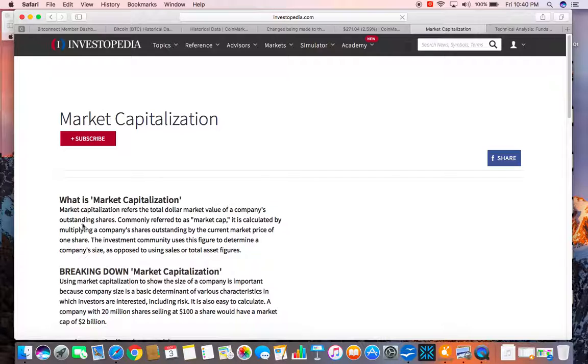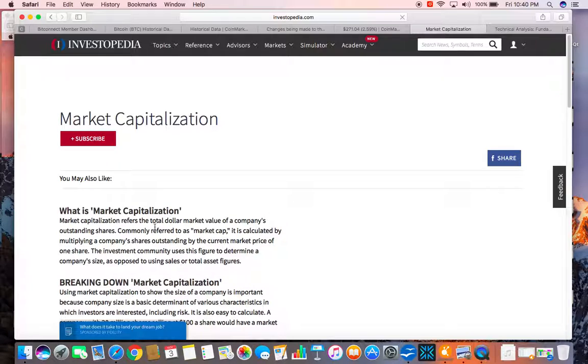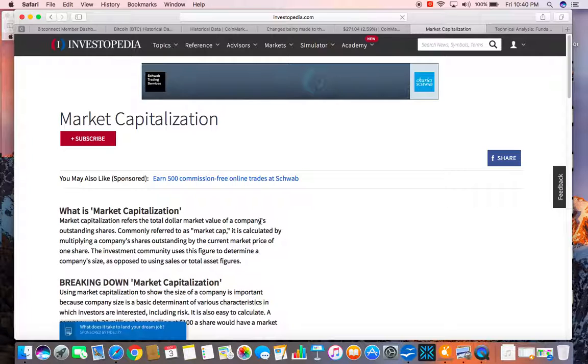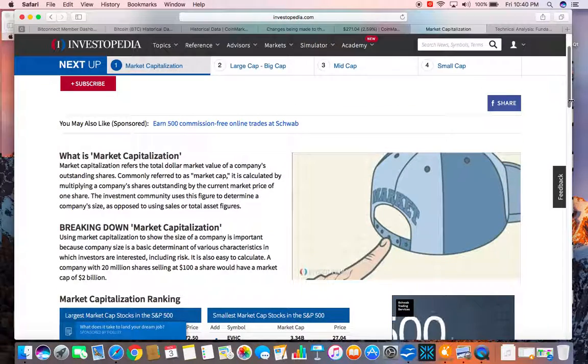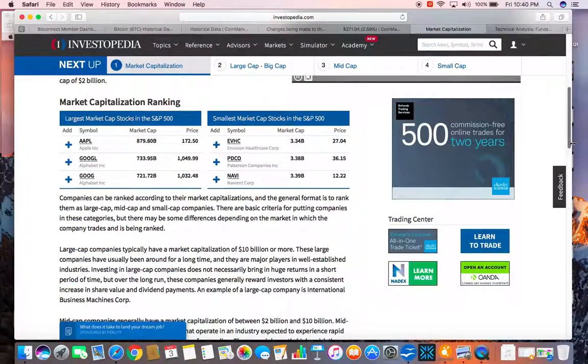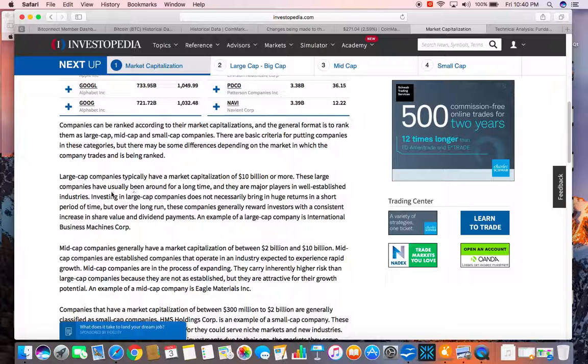And if I click in here, here it is. Market capitalization refers to the total dollar market value of a company's outstanding shares. This is obviously referring to stocks. You can read the rest of the article. I'm going to scroll down. This article gives an example of large market cap, about IBM. I don't know if you guys are old enough to remember IBM. It's a big company. But here it is: investing in large cap does not necessarily bring in huge returns in a short period of time.